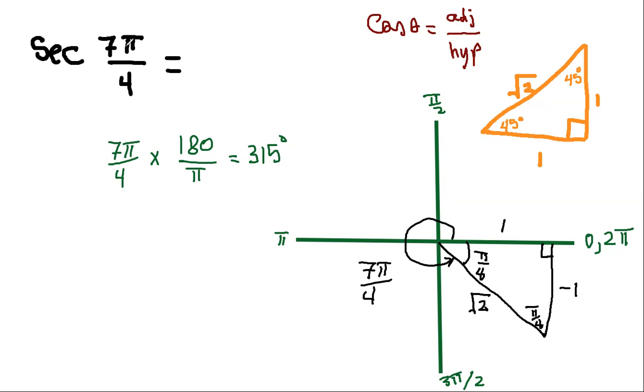√2. So secant 7π/4 will be, if the cosine is adjacent over hypotenuse, then the secant will be hypotenuse over adjacent. So it will be √2 over 1. Final answer, √2.